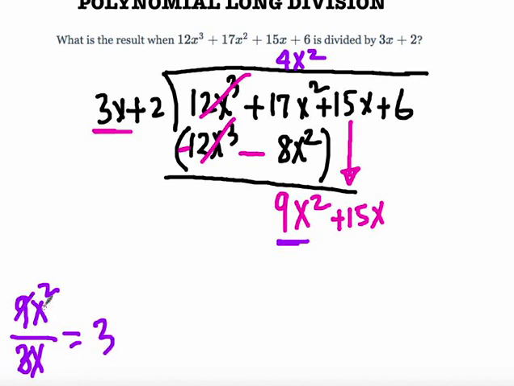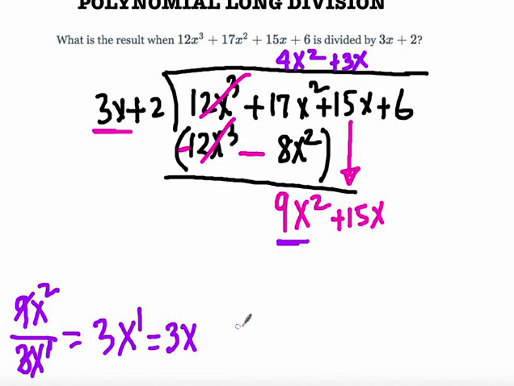And then again, laws of exponents, we have the same base, so we will subtract the exponents. So it's x, 2 take away 1 will give us 1. So it's just x to the power of 1, or we can write it down as 3x. So how many times does it go? 3x. So we'll put it right above this 15x term, right next to this 4x squared term.